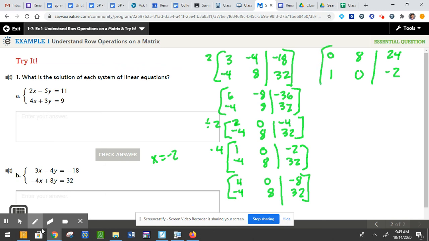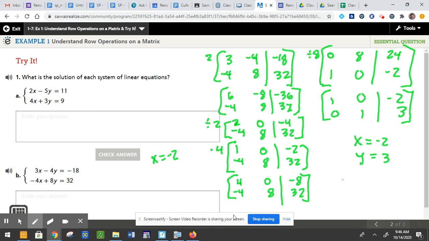And then in order to finish it off, I need to get that to be a 1. So I'm going to divide by 8. All right, I'm actually going to make that the second row because I'm going to flip it anyway. So my first row is going to be that 1, 0, -2. And then dividing by 8 on this row is going to be my new second row here. So I'm going to get 0, 1, 3. So that means x equals -2, y equals 3. All right, so my ordered pair solution would be -2, 3.